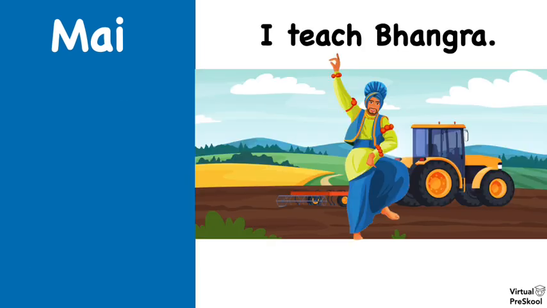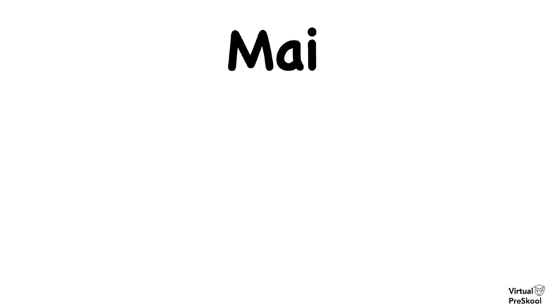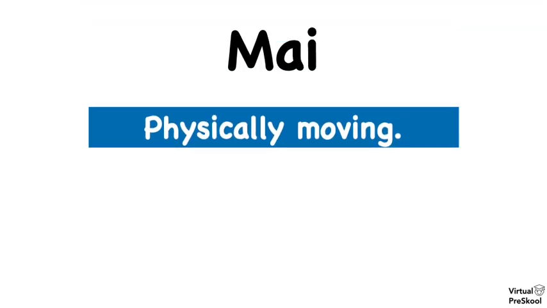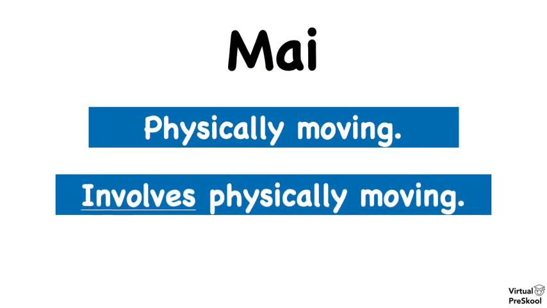And last example is I teach Bhangra. Main Bhangra sikhata hoon. He's not teaching right now, but certainly teaching Bhangra involves physical movement, so it's a main sentence. Let's review. There are two times when main is used. When I is physically moving, like in the moment now, and when I involves physically moving, which might not be in the moment right now, but at some point, and it requires movement.